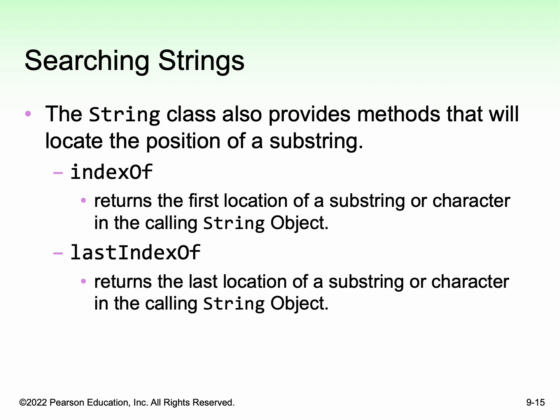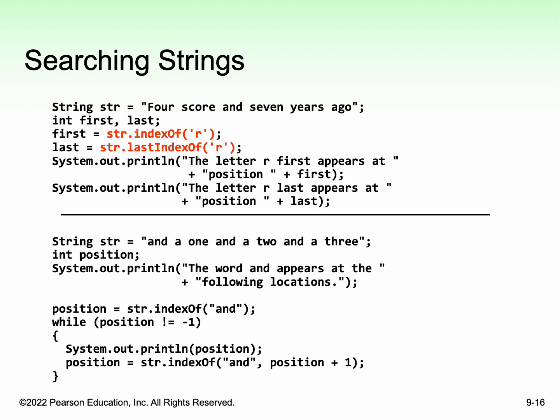And let me show you an example real quick. In this example, we have a string, "Four score and seven years ago", and then we're declaring the integer first and integer last. Now they're not initialized yet, but they are declared. First is going to store the index of the first occurrence of the character R, and last is going to store the last occurrence of the character R. Now, let's see what these two methods are going to return to us.